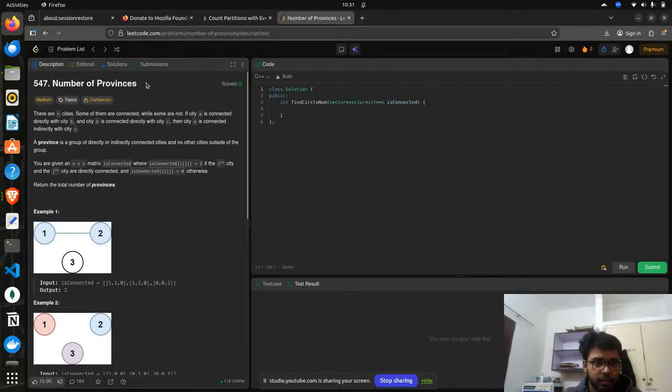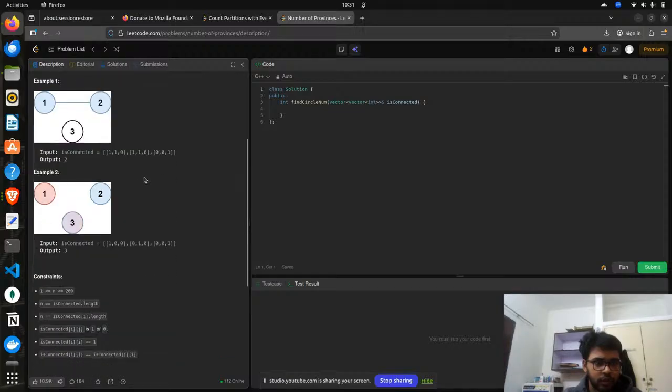547, Number of Provinces. So we have solved this question and it is pretty easy. We have to calculate the number of provinces from the connected cities. It's one of the easiest questions in this series. We are given an isConnected adjacency matrix. We need to convert it into an adjacency list.